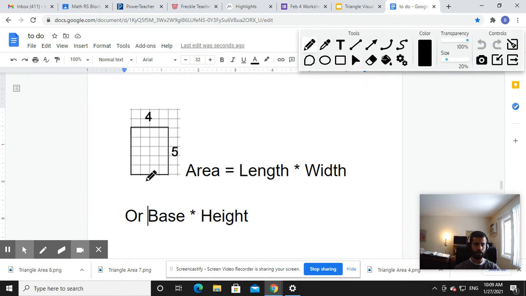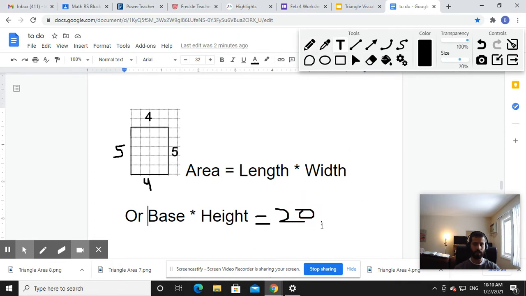We know that this is also 4 long. You could also just count the squares. And this is 5. So the base is the bottom part, and that's 4 times the height, which is 5. So doing that, we end up with 20 when we do 4 times 5. And we want to say 20 square units.